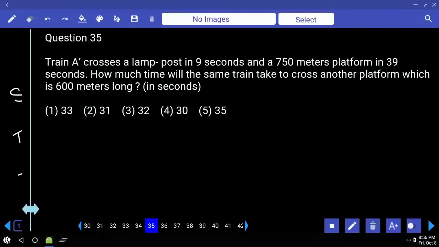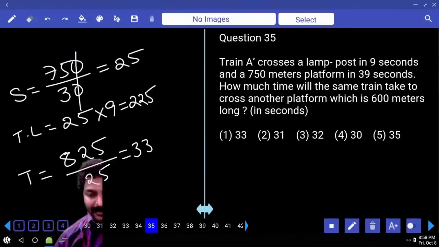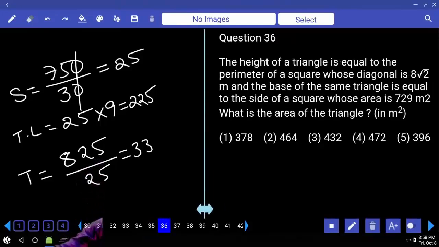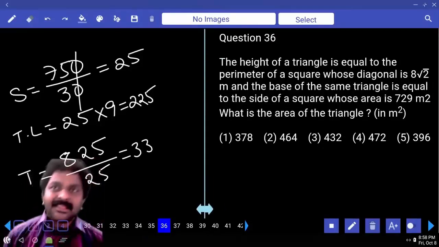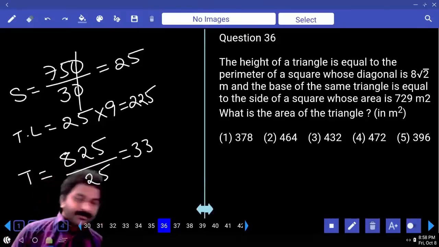Understood? Next, the height of the triangle is equal to the perimeter of the square. Does everyone understand? Sure. Right.